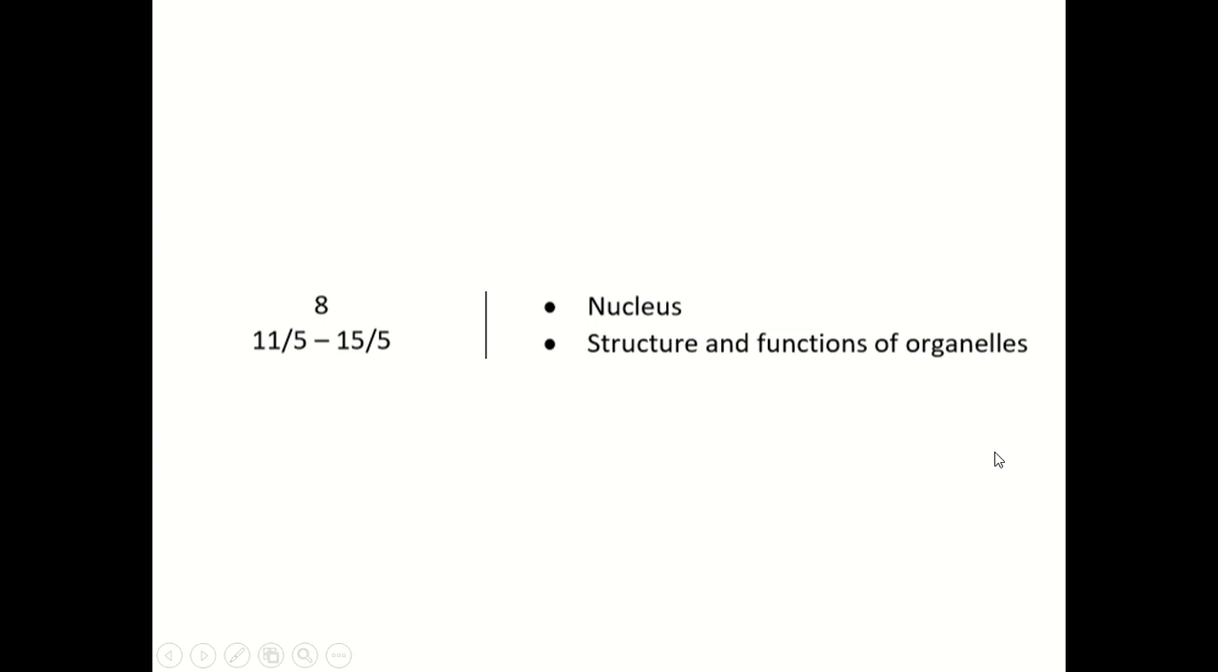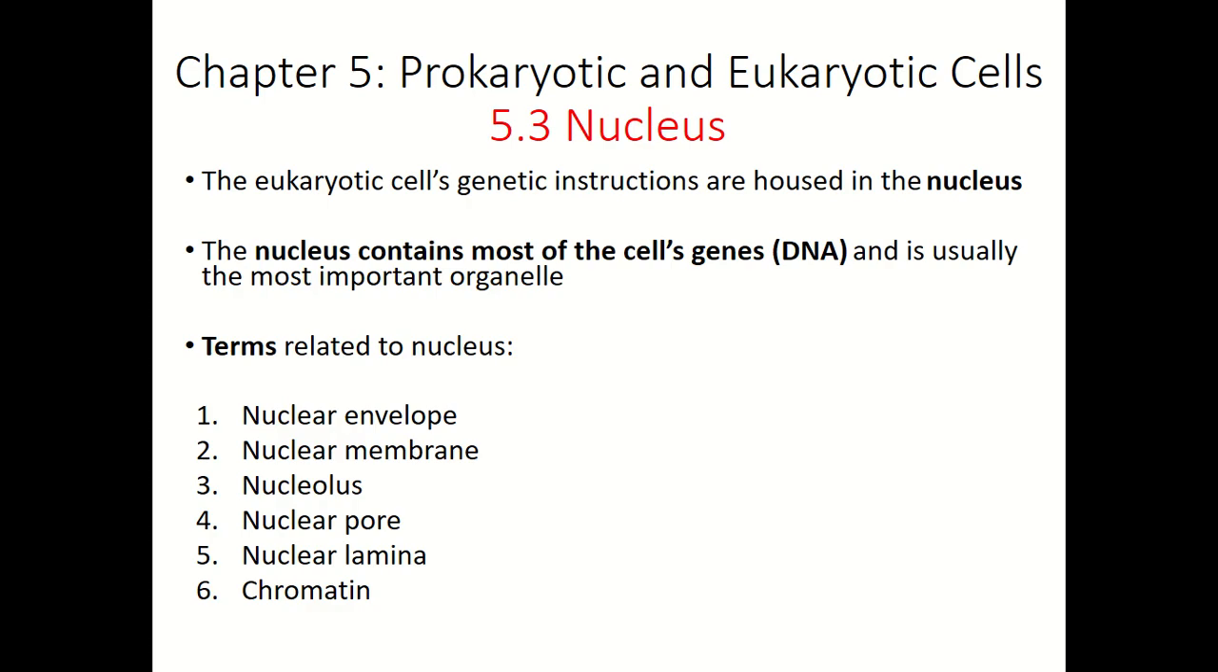This week we will learn about the structure and the functions of the nucleus and also other organelles inside plant and also animal cells. So first we're going to look at the most important organelle, which is the nucleus. The nucleus is where the DNA is located, and it also contains the cell's genetic instructions. Terms usually related to the nucleus are nuclear envelope, nuclear membrane, nucleolus, nuclear pore, nuclear lamina, and also chromatin.